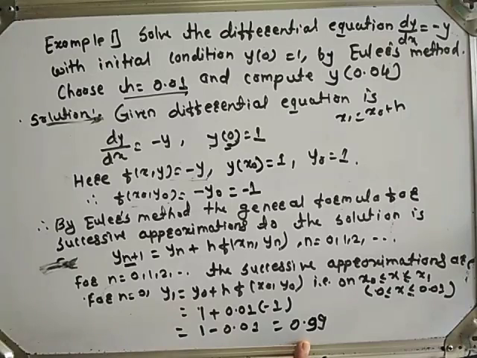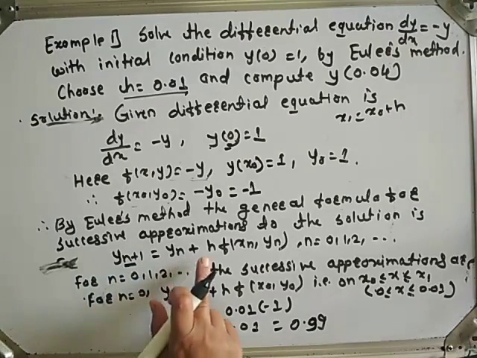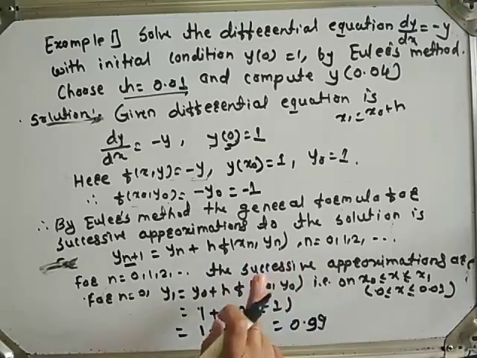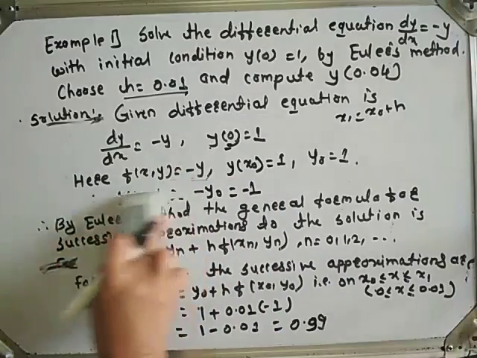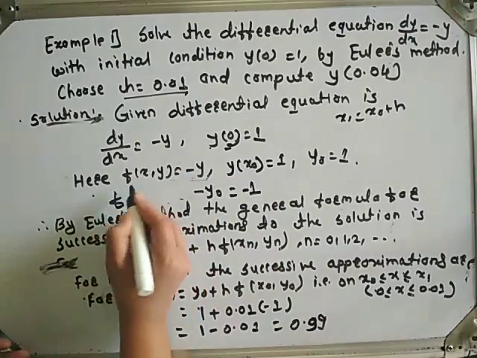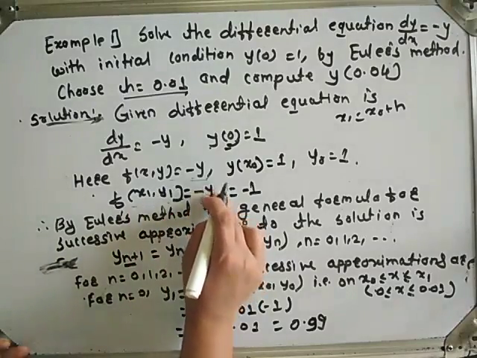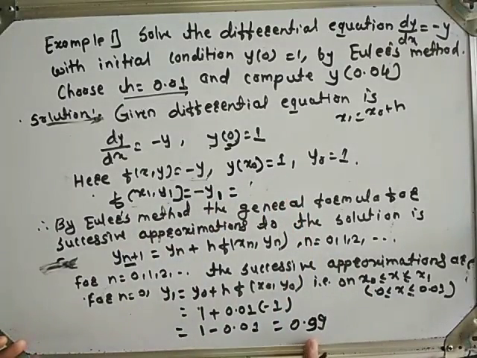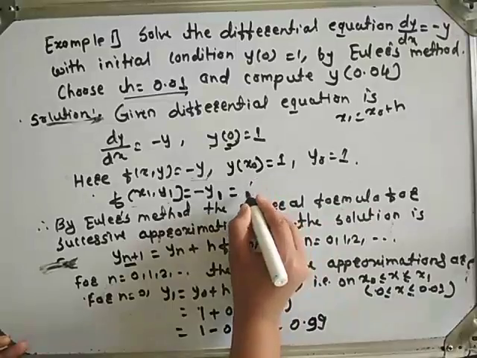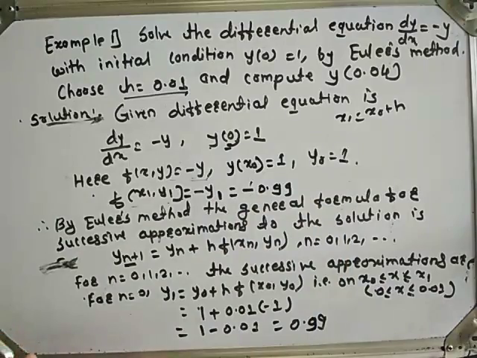Now we are calculating y2. For y2, the formula becomes y2 is equal to y1 plus h into f of x1 comma y1. So here we have to calculate f of x1, y1, which is nothing but minus y1. What is the value of y1? Here y1 is 0.99, so f of x1, y1 is minus 0.99.